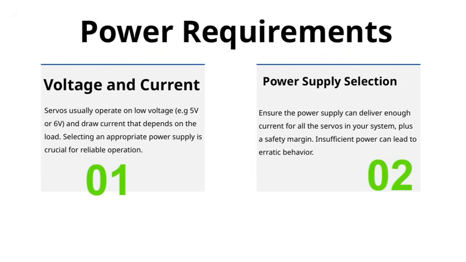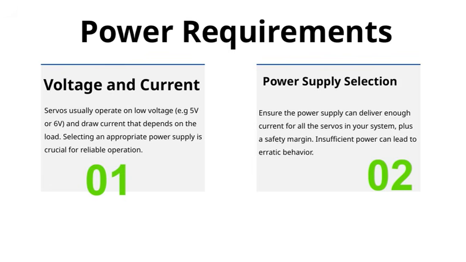It's about making sure it can deliver enough current to meet the demands of all your servos. This leads us to the key point of power supply selection. You want to make sure your power supply can handle the total current draw of all your servos, plus a little extra safety margin. Why is that important?